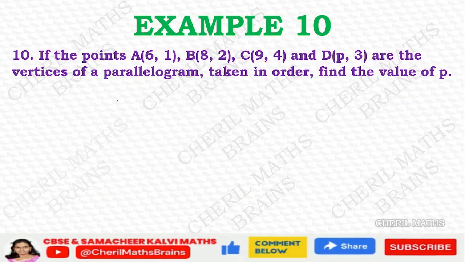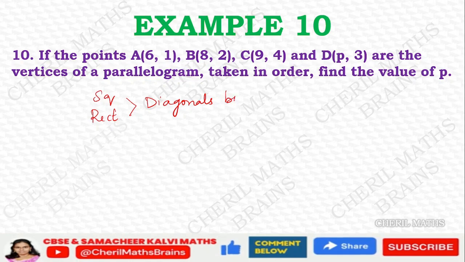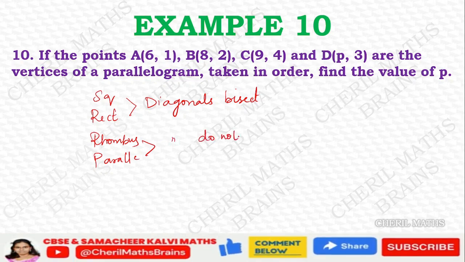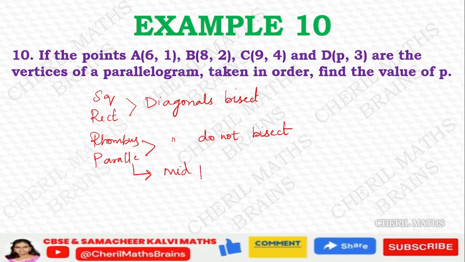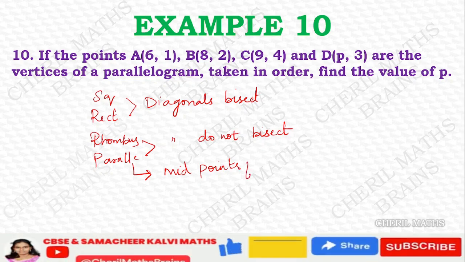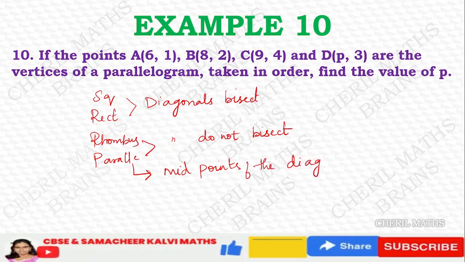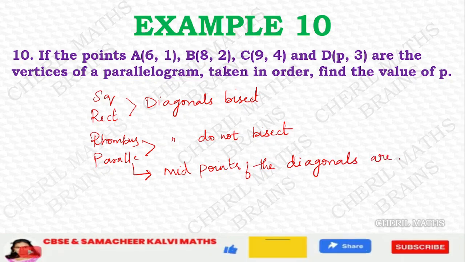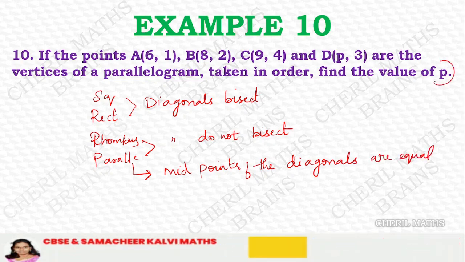Children, you need to remember the various properties for a square and a rectangle. You can say that the diagonals bisect each other. For a rhombus, the diagonals bisect too, but for a parallelogram, the diagonals do not bisect in general. But here for this parallelogram, we have said that the midpoints of the diagonals are equal. So using that, we have found out the value of p.